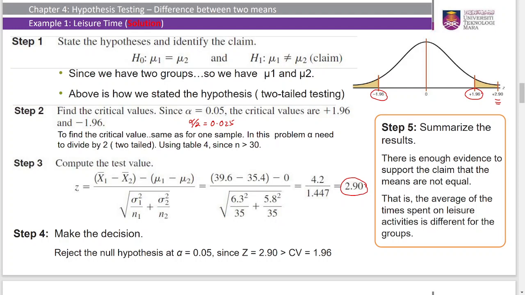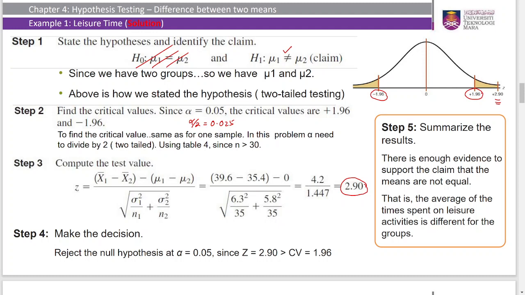So your step 4, make the decision: reject the null hypothesis at alpha equal to 0.05 since Z equal to 2.9 is greater than critical value 1.96. So your decision is to reject the null hypothesis. So bila you reject the null hypothesis here, you conclude the alternative hypothesis.